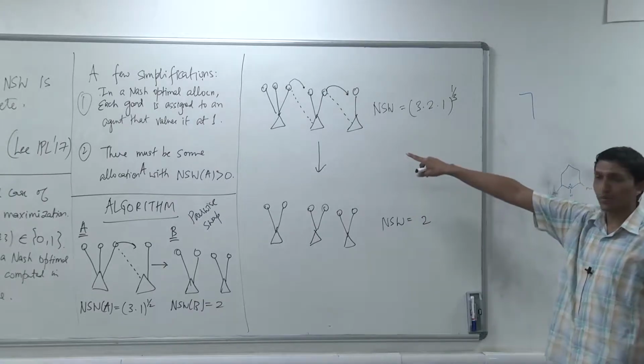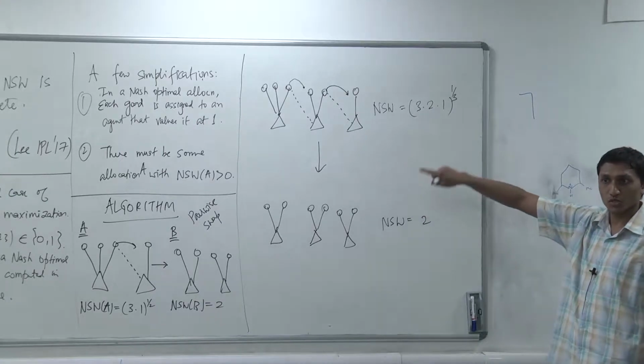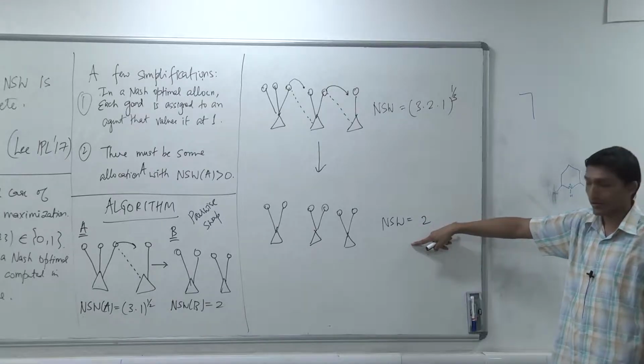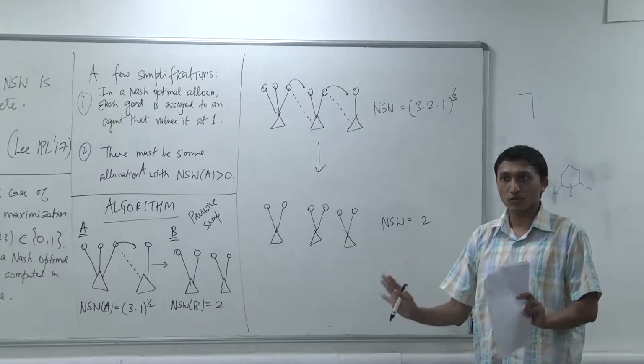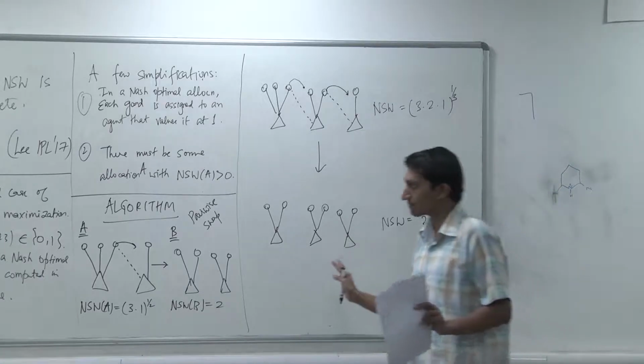So although a single pairwise swap did not do the job, a chain of pairwise swaps did the job for us this time. Okay? And I'll show to you that this is all you need in terms of local improvements, a chain of swaps.